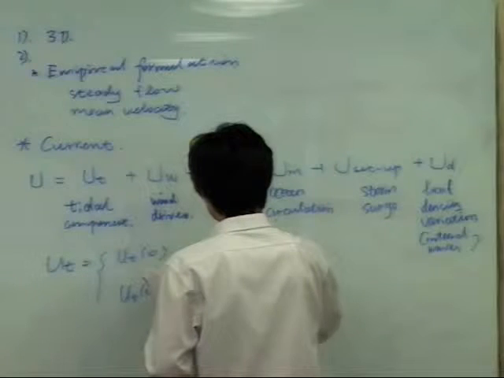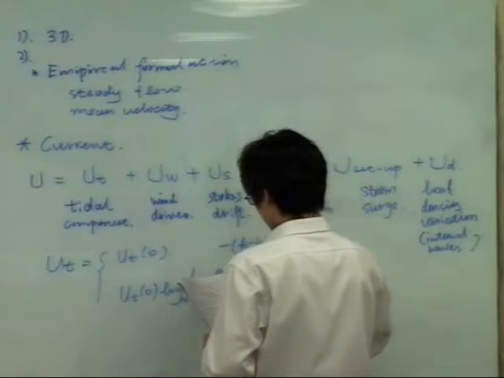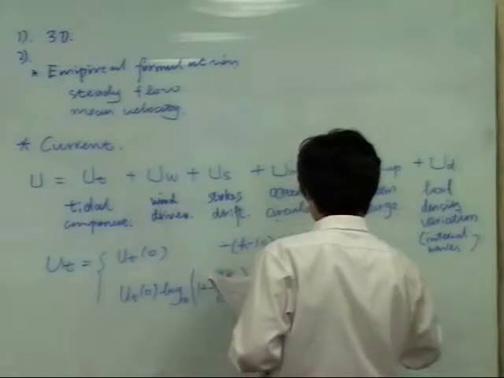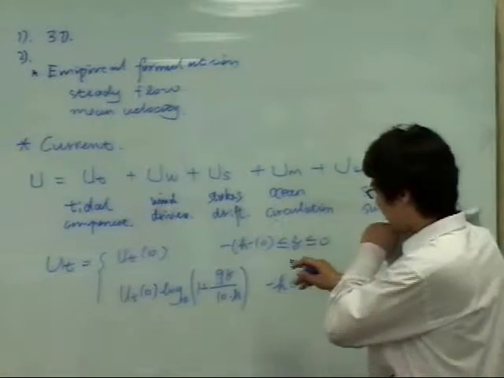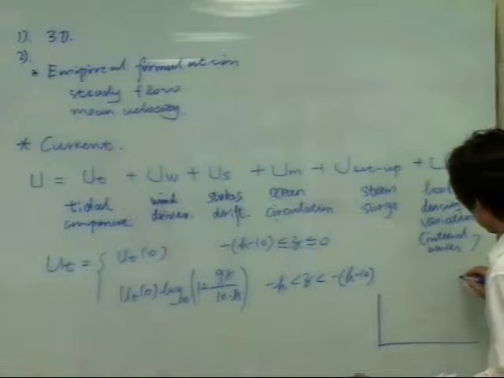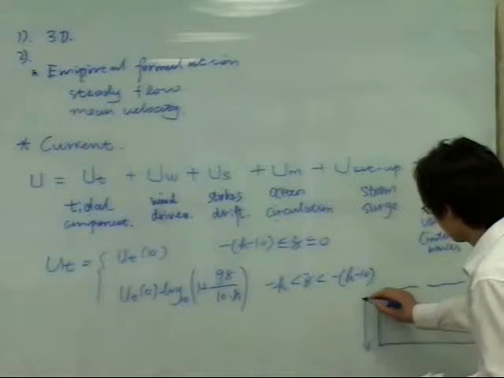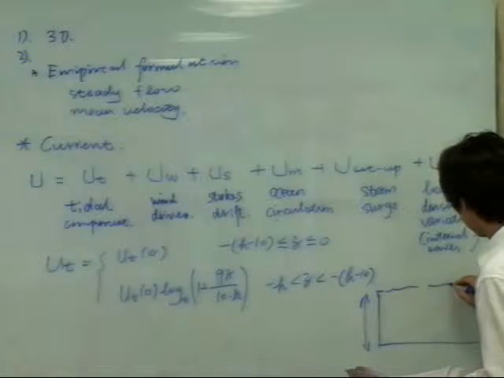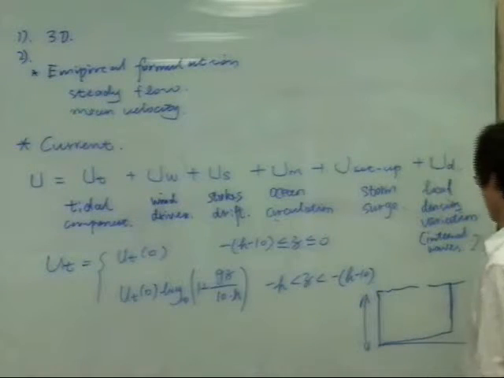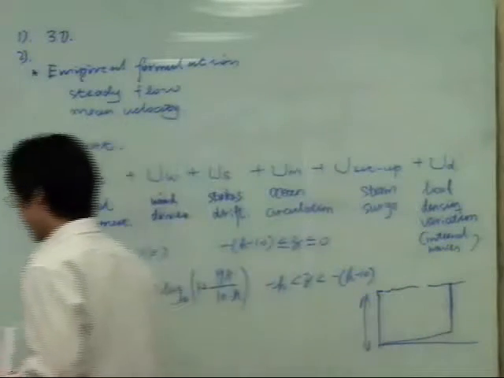This is from h minus 10. So typically, if you draw a picture of this profile, you'll see this is the mean water level, and h is the water depth. You'll see a constant current here, and at the end you'll see it decay to 0.